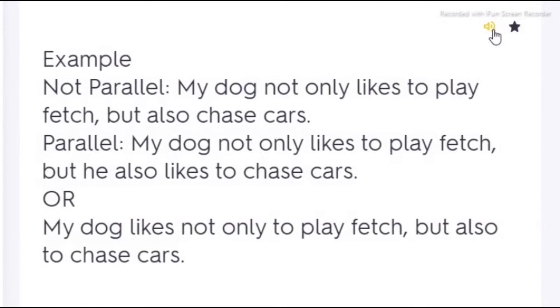Example, not parallel: my dog not only likes to play fetch but also chase cars. Parallel: my dog not only likes to play fetch but he also likes to chase cars. Or: my dog likes not only to play fetch but also to chase cars.